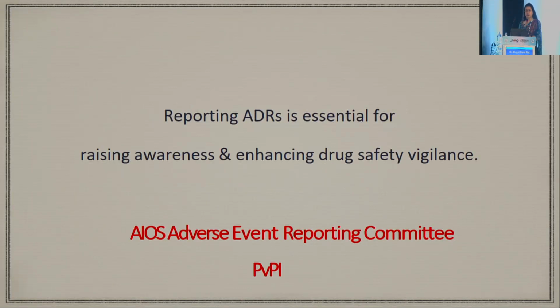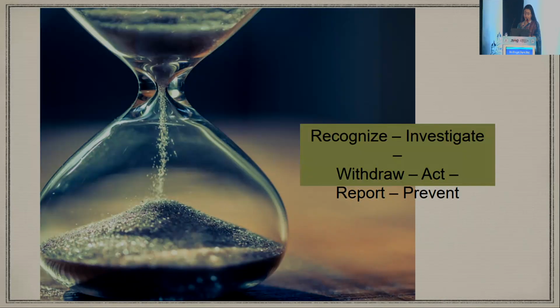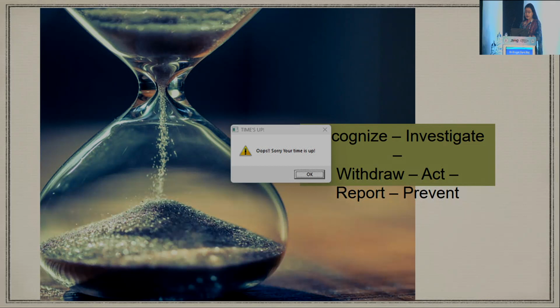Beyond that, it is also important to report these ADRs, not only to the pharmacovigilance department. They have their own portal where you can report all these ADRs. But also our own AIOS has an adverse event reporting committee, wherein any unusual, unknown, or clusters of ADRs, if you see, you can report to them. So at the end, it is important to recognize the side effects, investigate them, withdraw the drug, act on it, report it, and most importantly, prevent the recurrence.